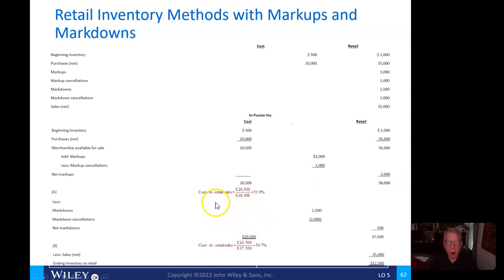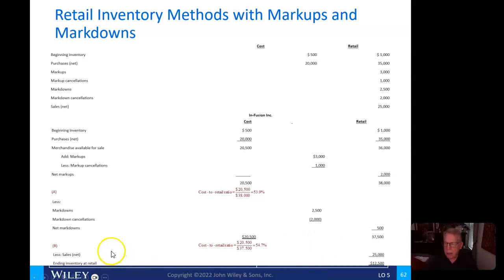So now I can do a cost to retail ratio by taking 20,500 and dividing it by 38,000 for 53.9%. Now, in alpha, we're going to back out our markdowns, 2,500, less the markdown cancellations. That'll be $500 net. And we're going to subtract that from 38,000 here to get 37,500.